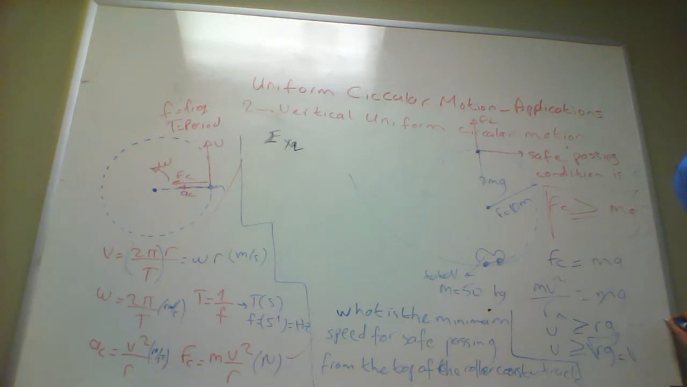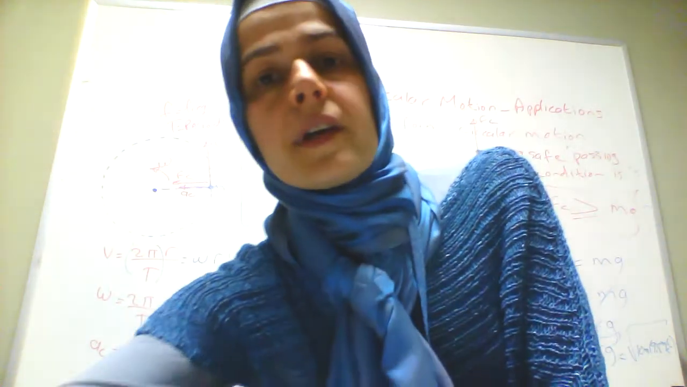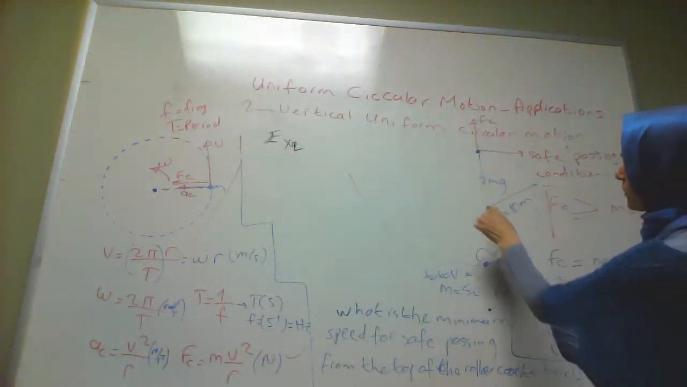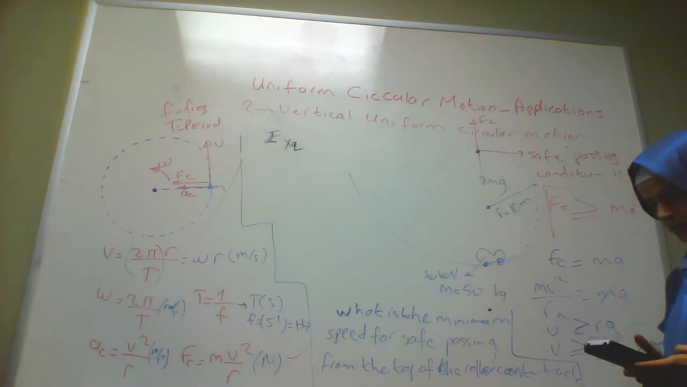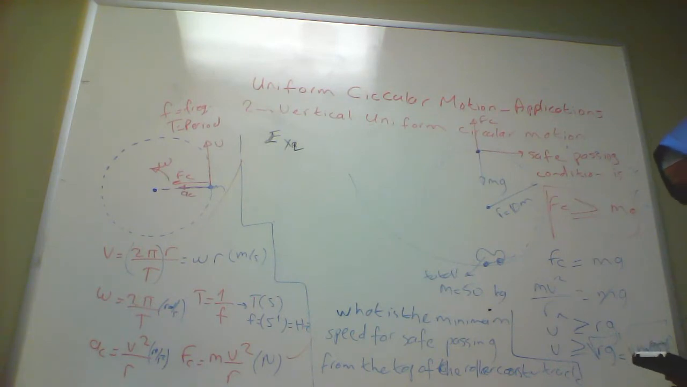And let's put in the values. We have 10 meters times 9.8 meters per second squared. So if we are rotating around the circle with 10 meters, regardless of the mass, because they cancel each other, at least our velocity should be that. For safe passage, the square root of 98 will be our answer.